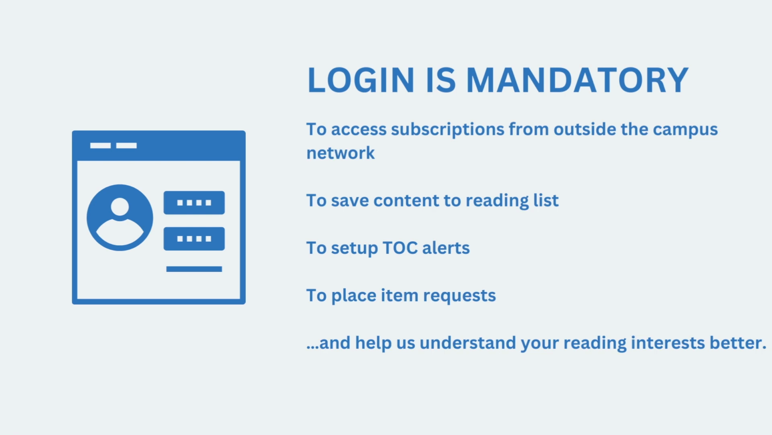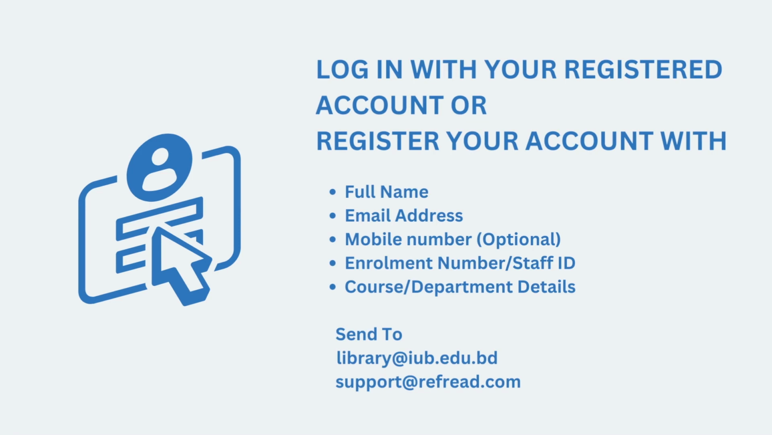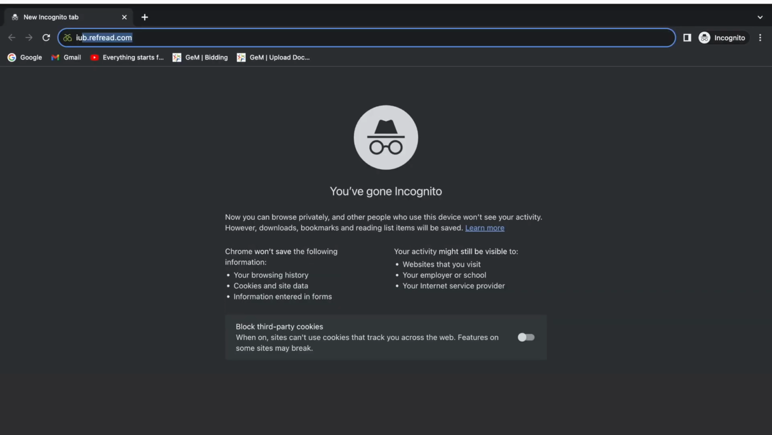The logged in activity also helps us understand your reading and your research interests better. And that will help us build more features and expand the eLibrary collection further. You can log in seamlessly into the eLibrary using your registered email address. In case your account is not registered, you can get your account registered by sending your full name, email address, phone number, staff ID and your department details to the given email addresses. The administrator will review your details and send you the login credentials within 2 business days.